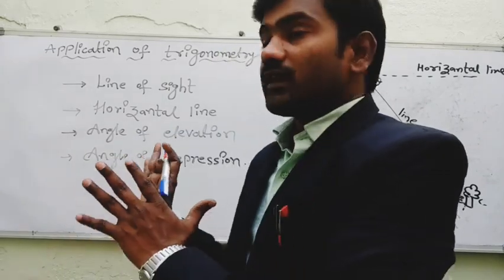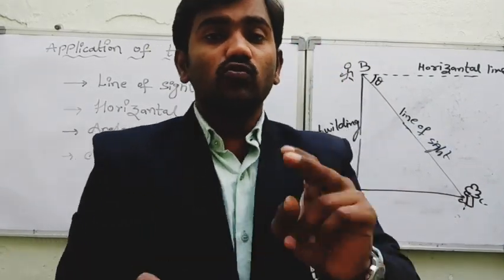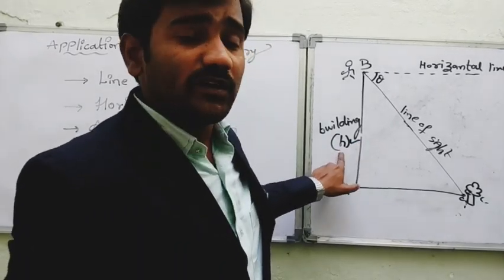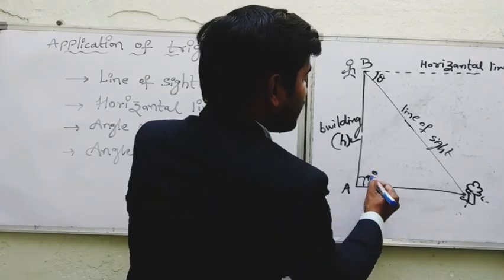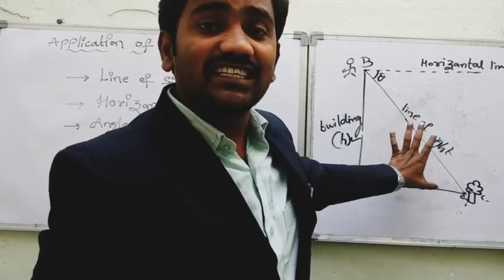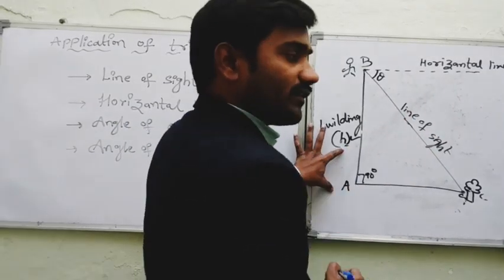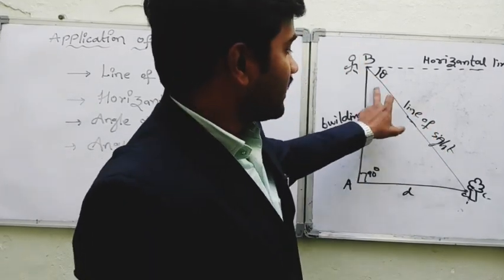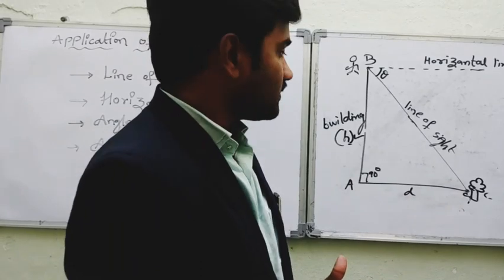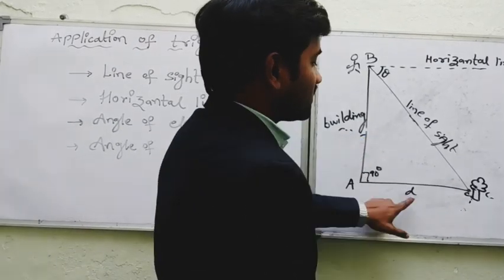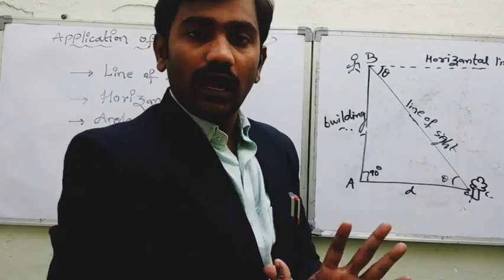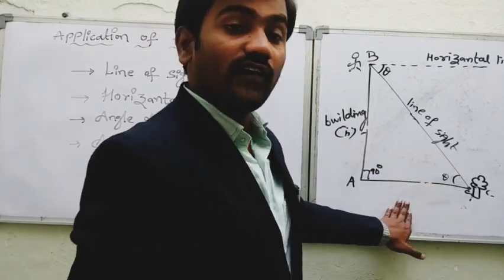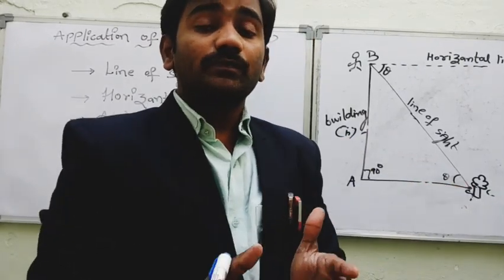And the main thing in the application of trigonometry: if you know any two things, that means one side and one corresponding side or angle. Suppose you know the height of the building and this distance, then we can find out what angle they are observing. Suppose you know this distance and this angle, we can find out the height of the building. Or if you know the height of the building and this angle, we can find out the distance. All this we can find out by the application of trigonometry.